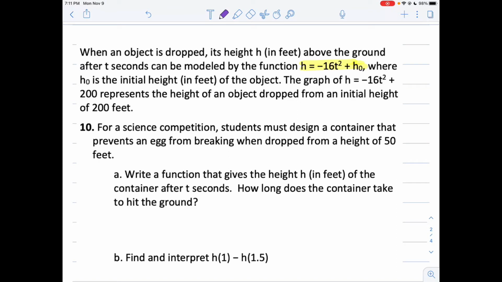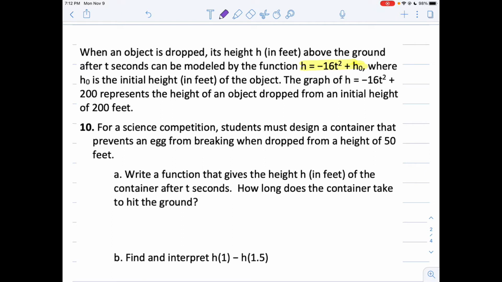Our final problem is a problem where we're dropping an object. And when an object is dropped, as long as you ignore air friction, this is always going to be the equation. Its height in feet above the ground after t seconds can be modeled by the function h is equal to negative 16t squared plus h with a subscript of 0. We would usually call that h naught in your science class, physics probably, where h naught is the initial height in feet of the object.